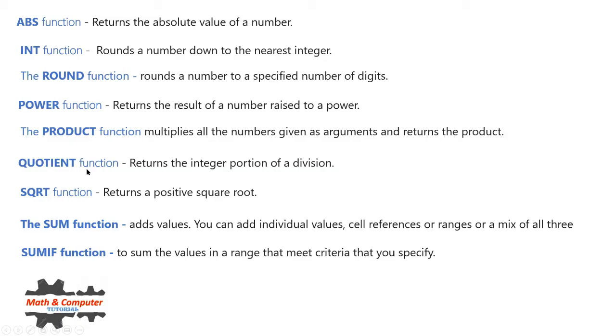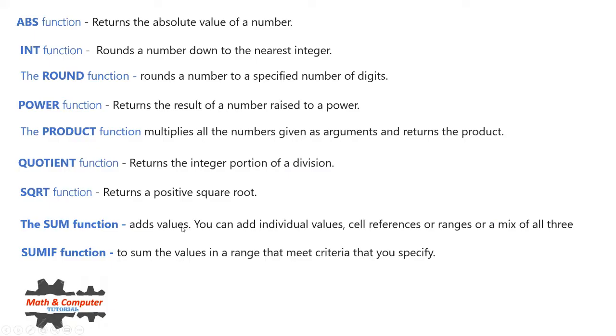Then the quotient function returns the integer portion of a division. So in this function, unlike the division slash operator, it divides the numbers, but it only extracts or returns the integer portion, or the whole number, of the answer in a division. For the square root function, returns the positive square root of a number. The sum function adds values.